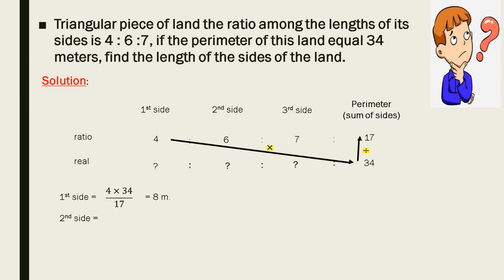To find the second one, repeat the same steps. 6 times 34 over 17 equals 12 meters. Third side, 7 times 34 over 17 equals 14 meters.